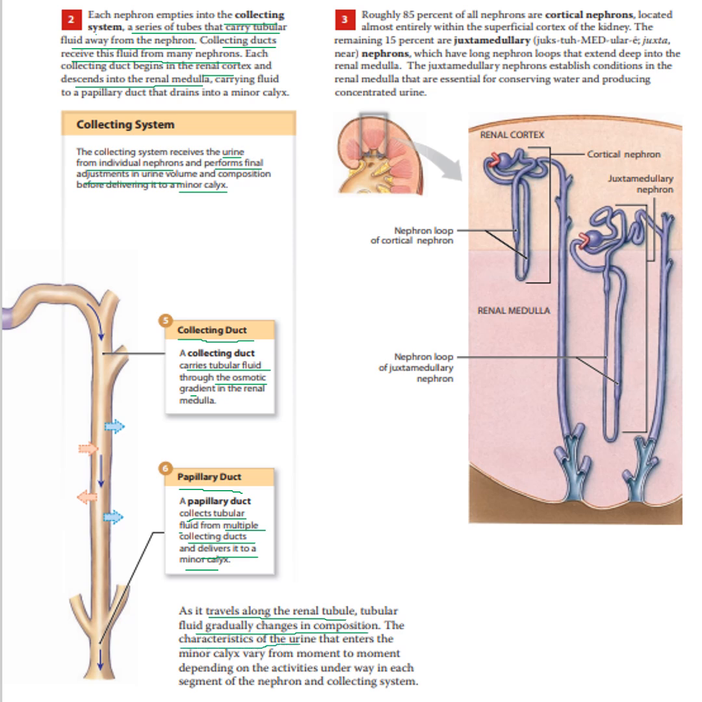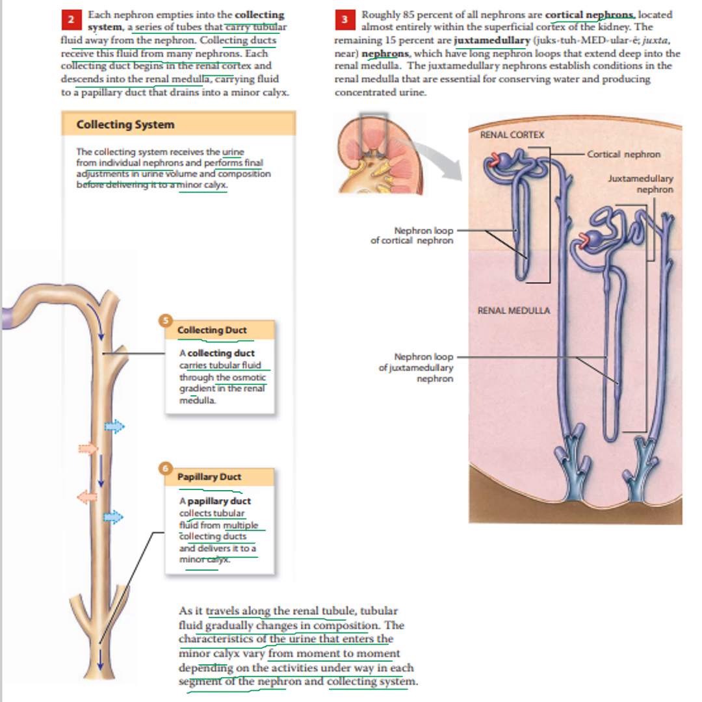The characteristics of the urine that enters the minor calyx vary from moment to moment depending on the activities underway in each segment of the nephron and collecting systems. There are two types of nephron. The first one is the cortical nephron, and the second one is the juxtamedullary nephron.